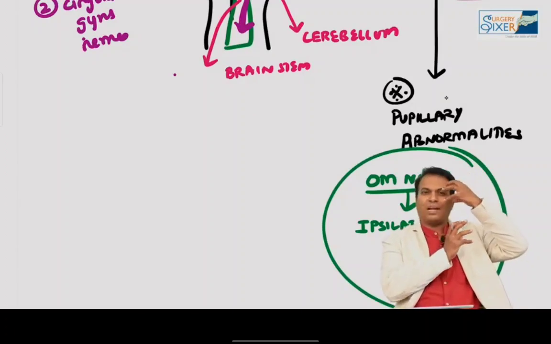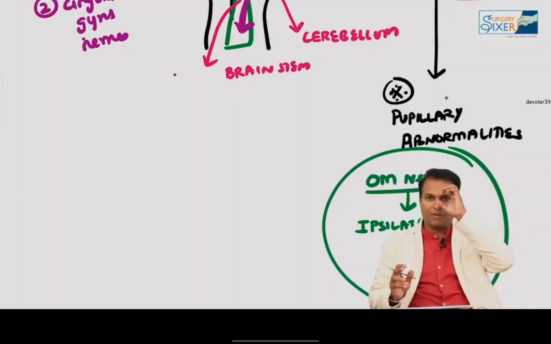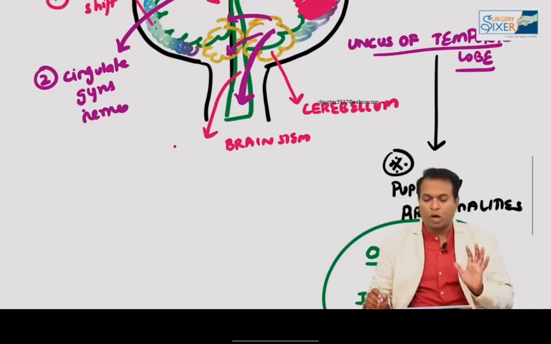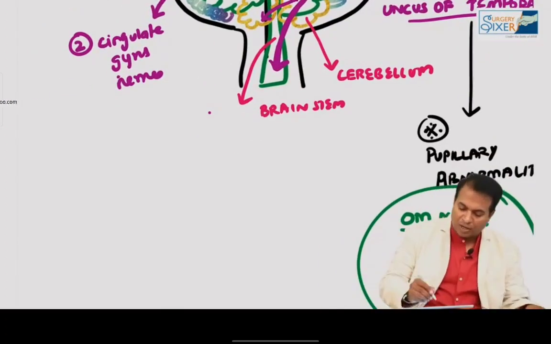If there is a hematoma here, that will compress the oculomotor nerve, and that side pupil will be fixed and dilated. Please don't forget, these pupillary abnormalities can happen in uncus of temporal lobe herniation. And what will happen in a cerebellum herniation?